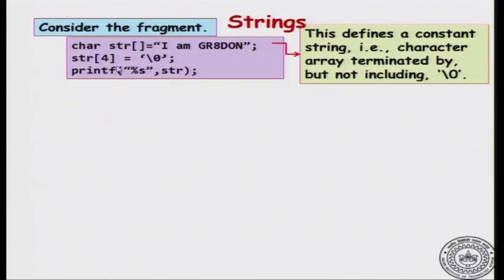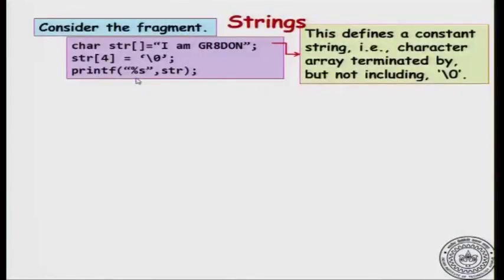Now, I set str[4] equal to null. Note that there are 11 non-null characters in the string constant. So, this goes from str[0] to str[10] followed by str[11], which is a null character. Now I set str[4] equal to null, so somewhere in the middle of the string I put a null character. What will happen if I print it using printf %s?